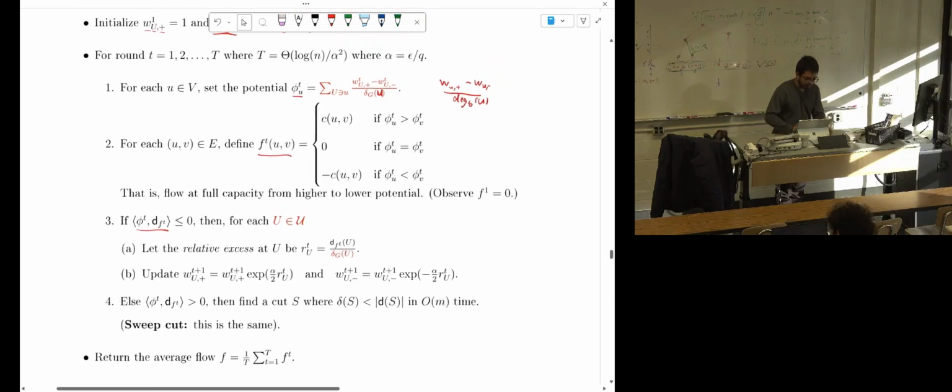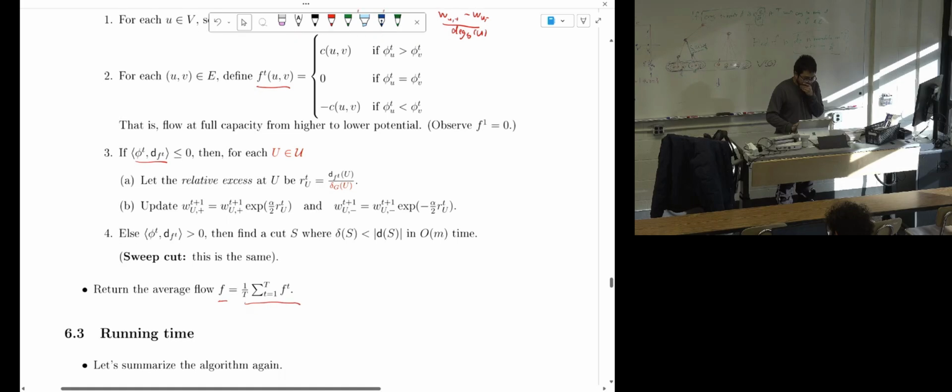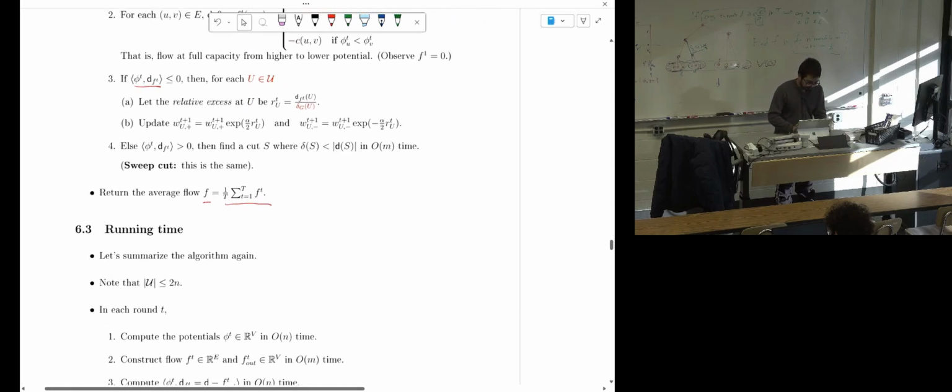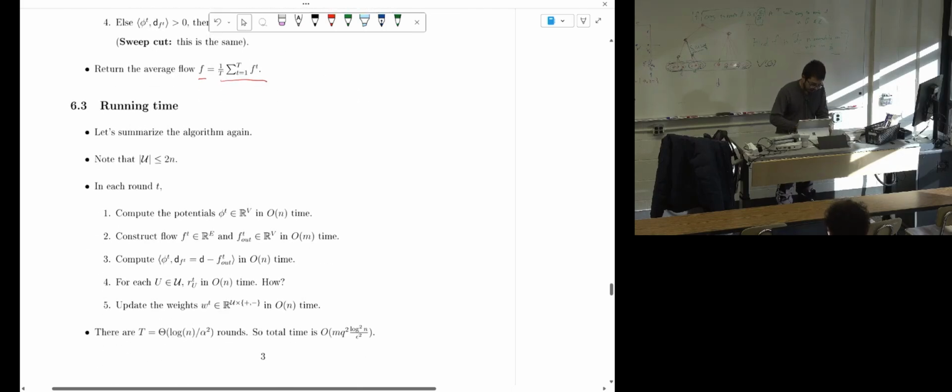So once you are done, after all the rounds, you just return the flow, which is the average flow, like before. Okay. And the running time, I let you think about it, but nothing is complicated actually. Basically the total running time per round is still linear in M.